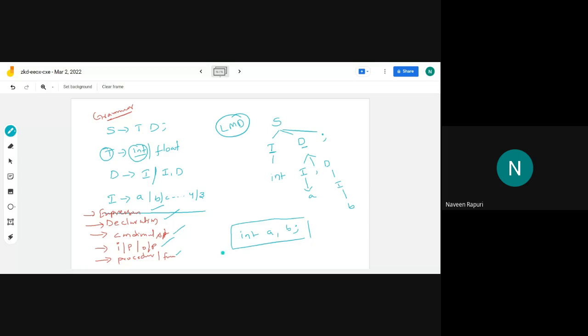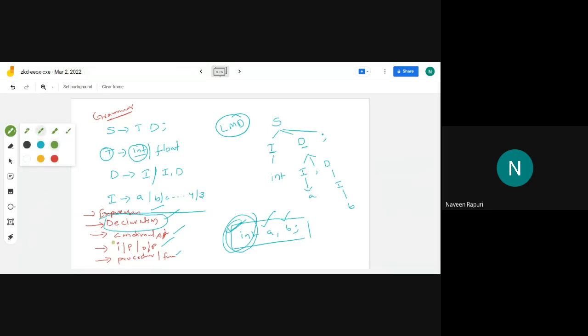What statement is it, sir? This is the declaration statement, because here we are declaring two variables A and B. Those are integer type. Sir, how can we differentiate it?